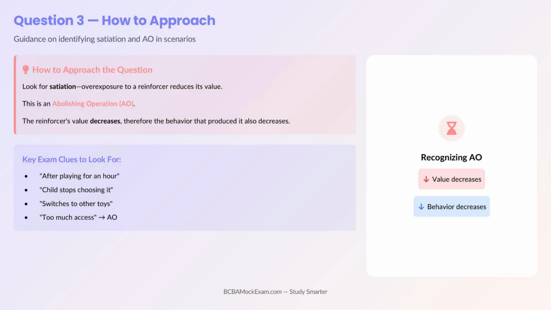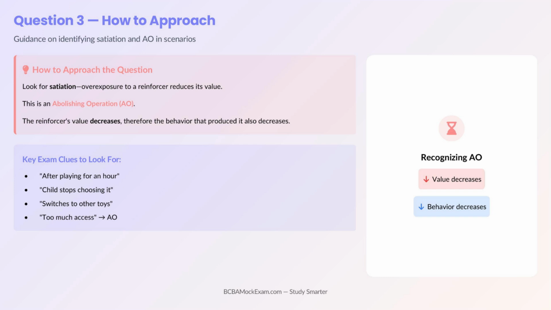To approach this question, recognize cues of satiation, since too much access to a reinforcer reduces its value. This pattern describes an abolishing operation. The reinforcer's value decreases, so the behavior that produced it also decreases. Key exam clues include phrases like "after playing for an hour," "stops choosing it," "switches to other toys," and "too much access."